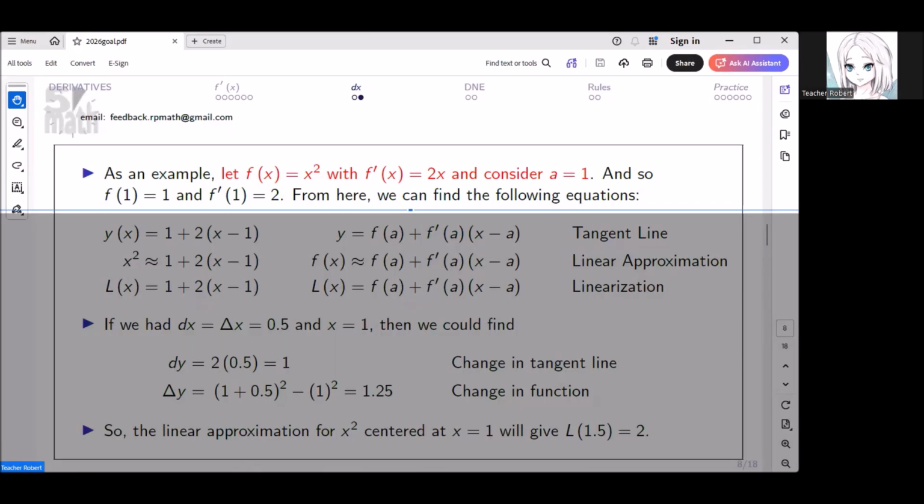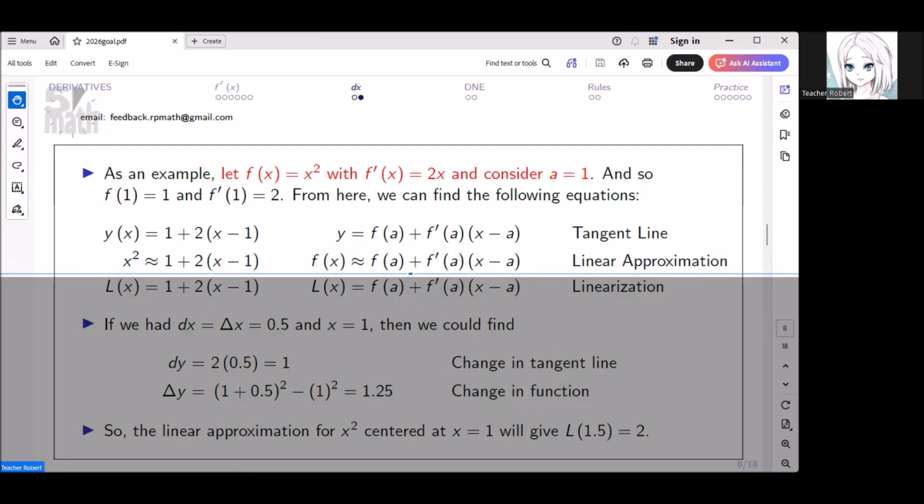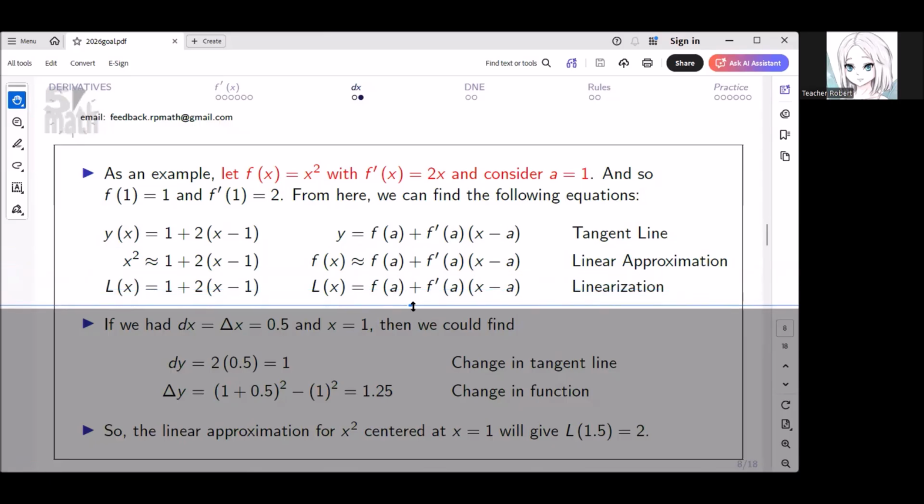As an example, let f(x) = x², with f'(x) = 2x, and consider a = 1. And so f(1) = 1, f'(1) = 2. From here, we can find the following equations. Tangent line, linear approximation, linearization.